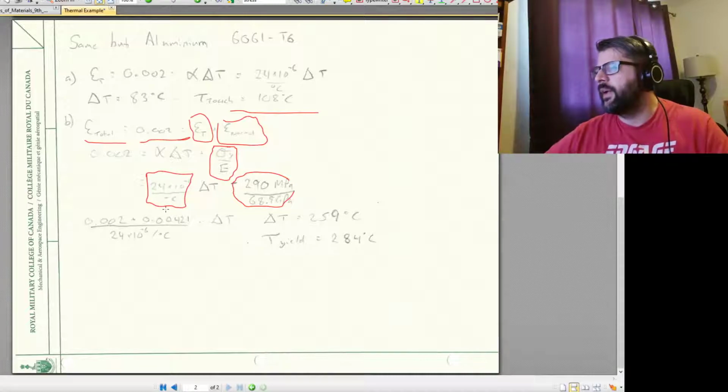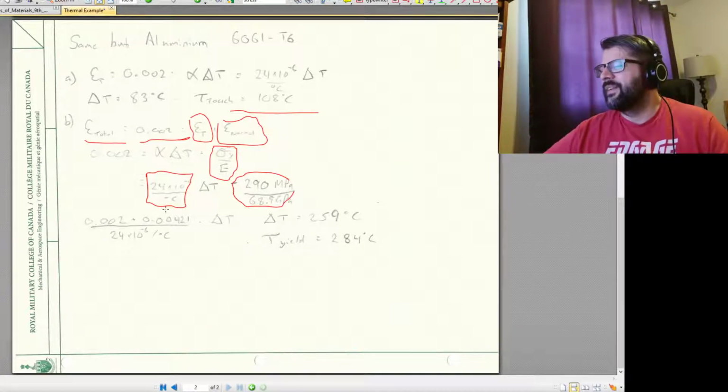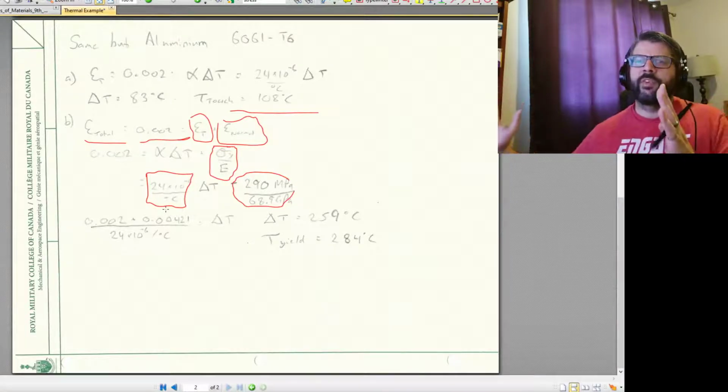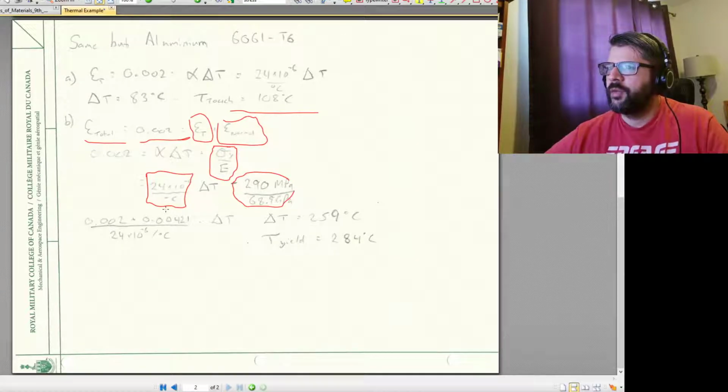So despite the fact that it's expanding faster, at 24 microstrains per degree centigrade, it has more room to expand before it starts to yield. Basically, it doesn't need to be pushed as hard because it's less stiff. So it's not going to reach the level of stresses as fast.